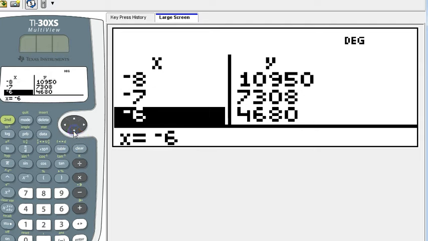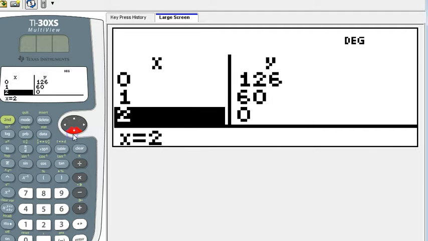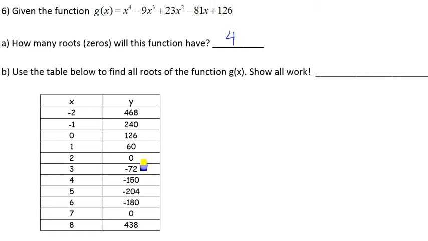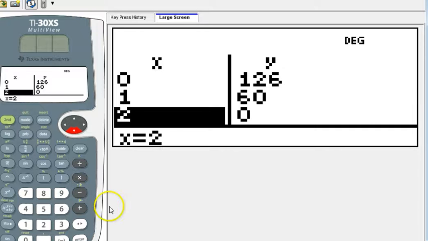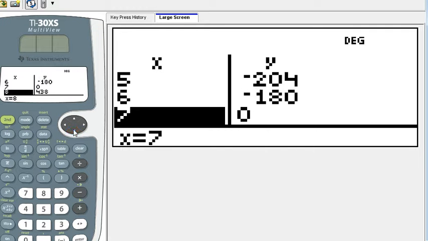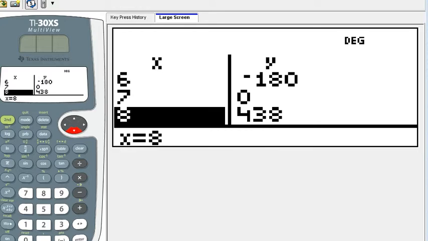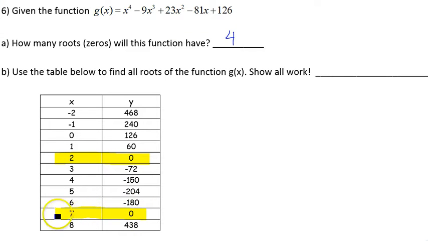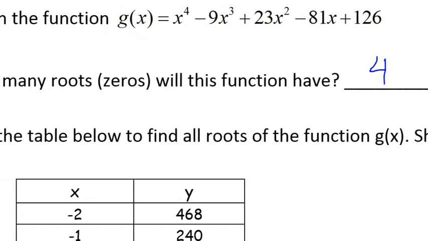Okay, so I'm scrolling down, looking for zeros on the y side. So there's a 0 at 2. And notice 0, 2 is right here. And if I were to keep scrolling down, there's another one at 7. And oh look, there it is. So this table is the same thing as this table that we're finding on the calculator. So the point is, you shouldn't need a calculator for this. Alright, so let's use one of those zeros.